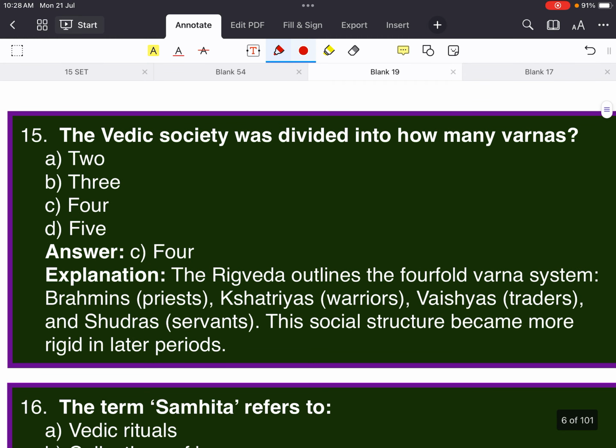The Vedic society was divided into how many varnas? That is option C, 4 varnas. The Rig Veda outlined a fourfold varna system: Brahmin, the priest class, Kshatriya, the warrior class, Vaishyas, the traders, and Shudras, the servants. The social structure became more rigid in the later Vedic period.